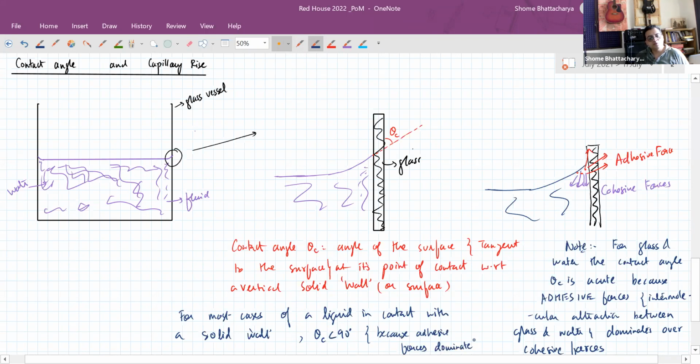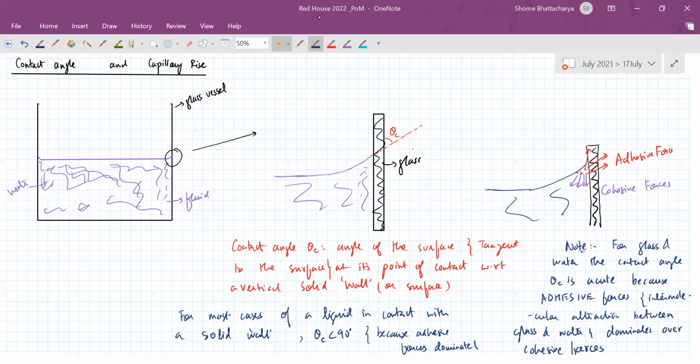But there is one very common notable exception, and that is the case of mercury and glass. In the case of mercury and glass, the cohesive forces dominate, and that's why mercury bends the other way at the point of contact. So there is an obtuse angle of contact nearly equal to 135 degrees. This is again an experimentally observed phenomenon. For any given pair of materials, that is one liquid and one solid, there will be a certain value of contact angle, which is a material property for that pair of materials. So water and glass will have a different contact angle in comparison to, for example, wood and glass, or plastic and glass, or some metal and glass, or some other liquid with respect to glass, etc.